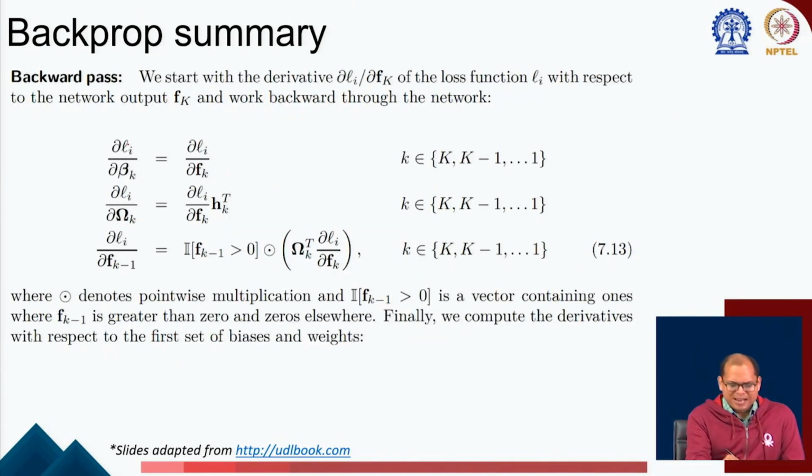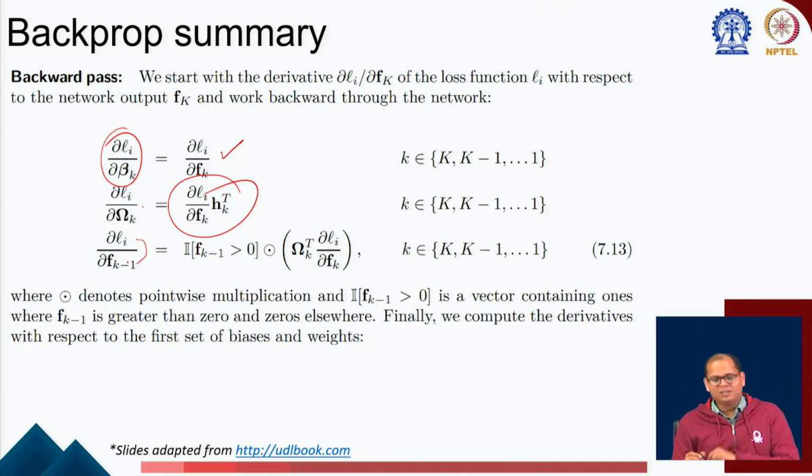So dou Li over dou beta k we found was simply dou Li over dou Fk, and dou Li over dou omega k was dou Li over dou Fk times Hk transpose. And then how do you go to dou Li over dou Fk minus 1? From these, this is the indicator function for ReLU, element-wise multiplied with omega k transpose times dou Li over dou Fk, right. So these are all the equations, and you have to keep on doing it for all the layers, and this gives you backpropagation. So you can compute the derivative of the loss with respect to each Fk, beta k and omega k.